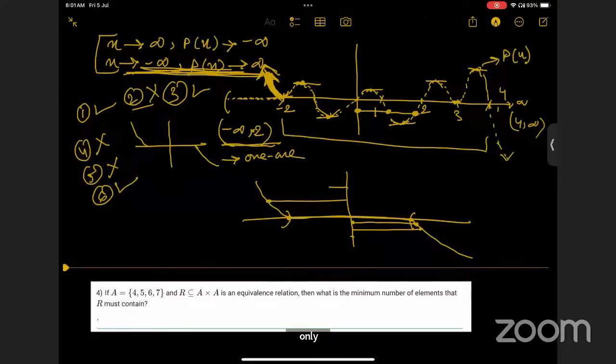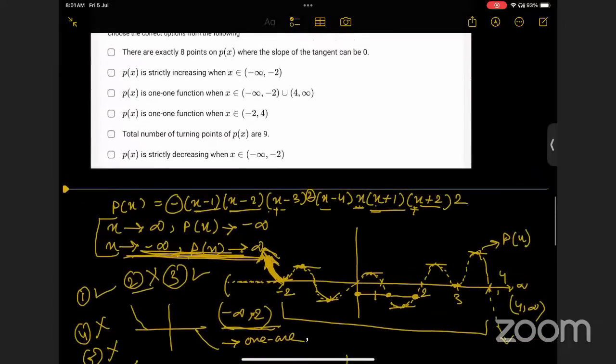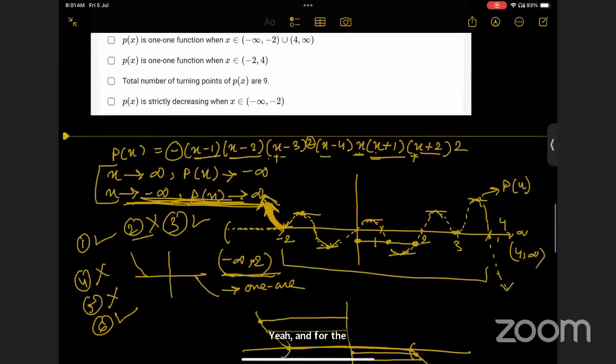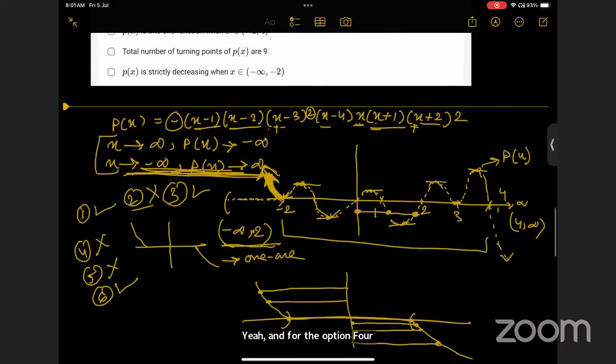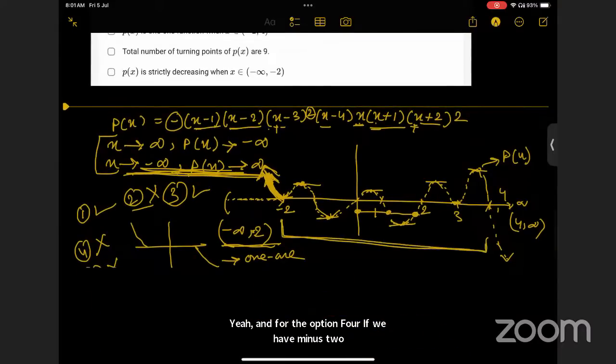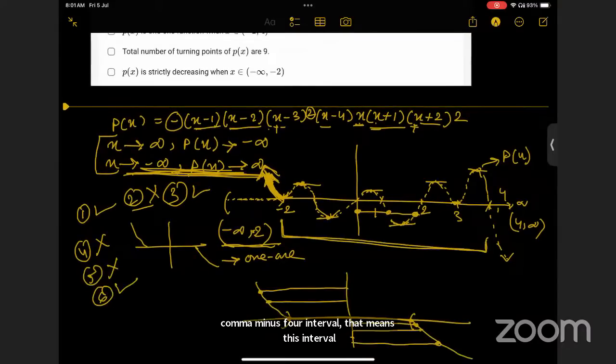Yes, ma'am. So it will be 1-1, right? And for option 4, if we have the interval minus 2, comma, minus 4, that means this interval. If we take this point, then you can easily see this line will cut the graph in 2 points, right? We have 2 different images, so this will not be 1-1.